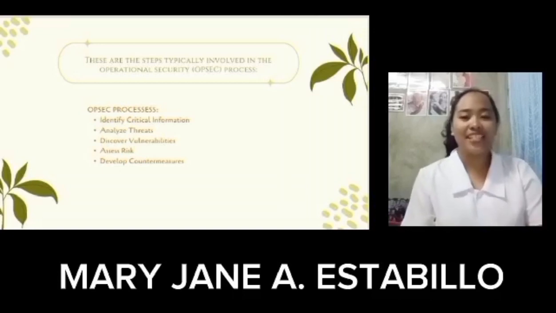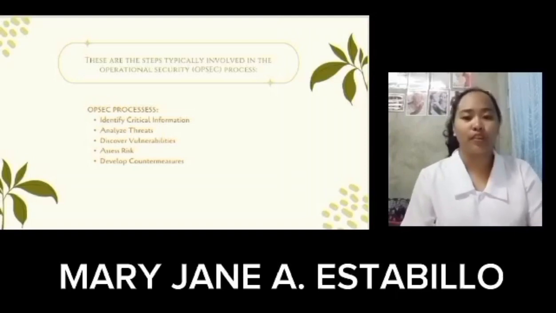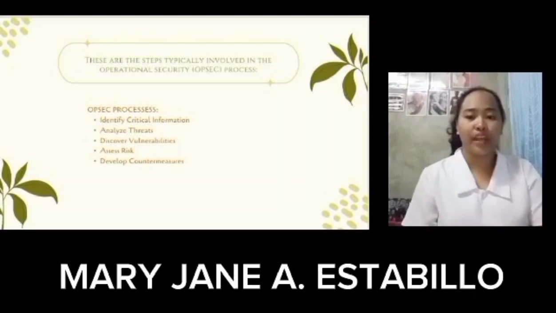Second, analyze threats. Evaluate potential threats to the identified critical information. This involves considering both internal and external threats, such as espionage, cyber attacks, or physical breaches. Third, discover vulnerabilities. Identify weaknesses or vulnerabilities in the organization's operations, systems, or processes that could be exploited by adversaries to access critical information.